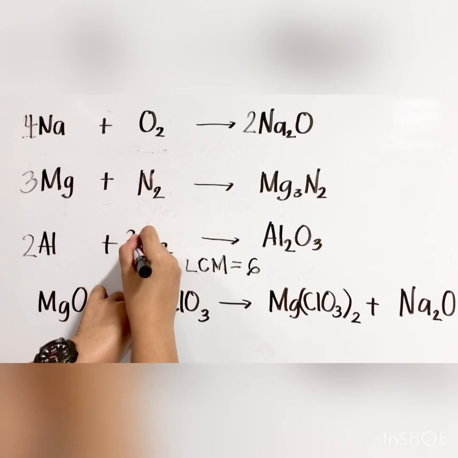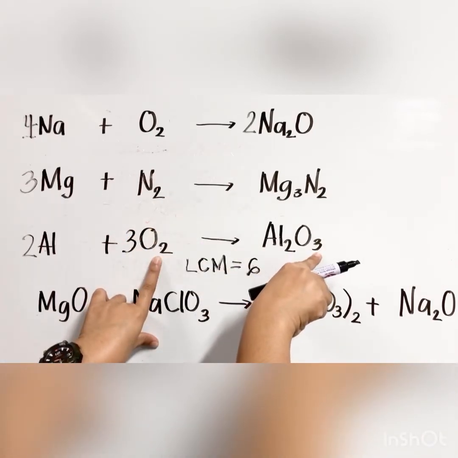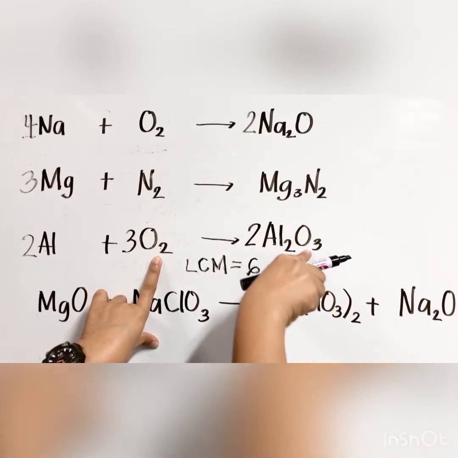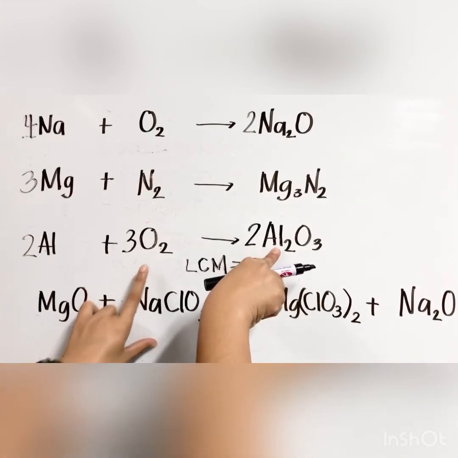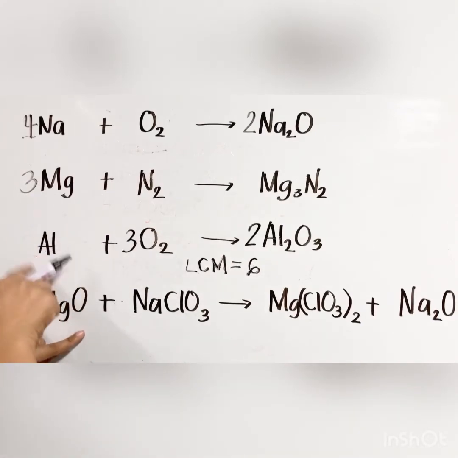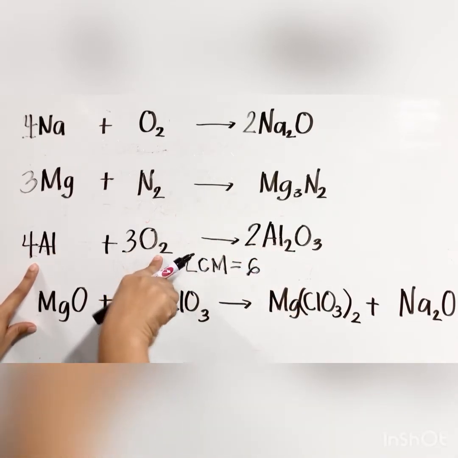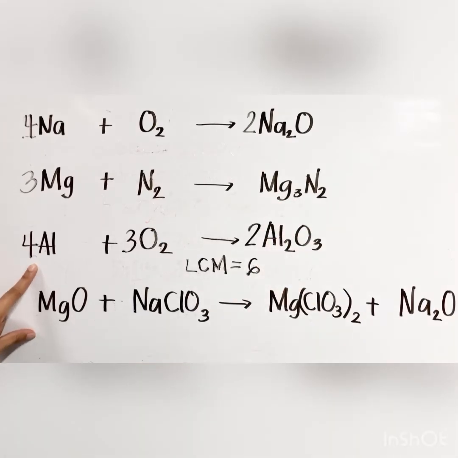So that means our coefficient will be 3. This is 6. Make this 6 by multiplying it with 2. So that means our coefficient will be 2. Distribute: this is 6 oxygen, 6 oxygen, 4Al. This is only 2Al. Make this 4 by simply changing the coefficient into 4. Check. 4Al before, 4Al after. 6 oxygen before, 6 oxygen after. The equation is already balanced. Let's try a more complicated example.